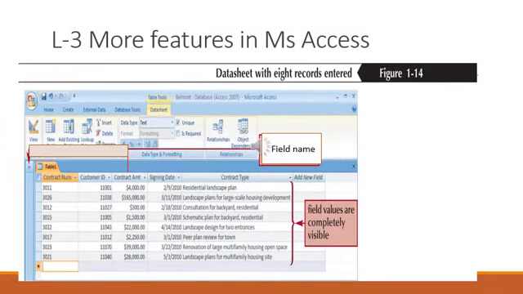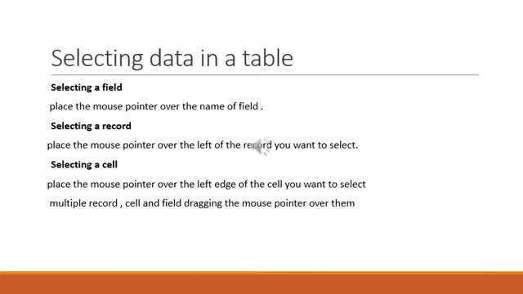Today we'll start lesson 3, more features on MS Access. Earlier we have learned how to create a database. That means we know what field names are and what records are. Data can be selected by selecting a field, selecting a record, or selecting a cell. The procedure is given in the slide.